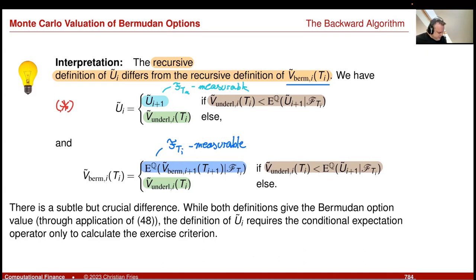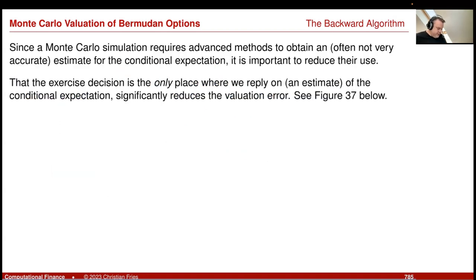If you take the lower guy, let's call it hash, then you also have this conditional expectation operator here. And if this is a numerical method, if it is an approximation, you also have the approximation error in all your values. You make the wrong decision and you get a little bit the wrong value. So this is a very important remark here on the slide, let me repeat it again. Note here, the exercise decision is the only place where we apply the conditional expectation and estimate of the conditional expectation. This reduces the error significantly.